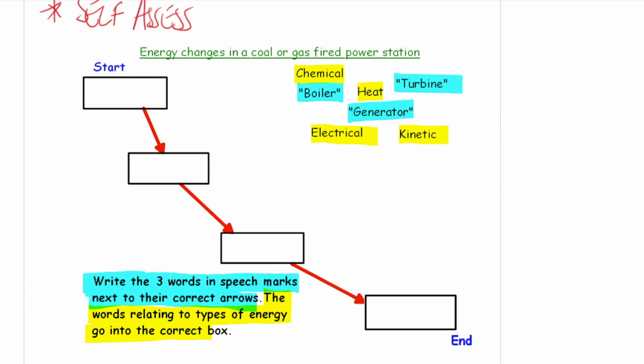So we've got chemical turns to heat in the boiler. So we write boiler next to the arrow. Then we've got chemical being turned into heat in the boiler. So can you complete that?